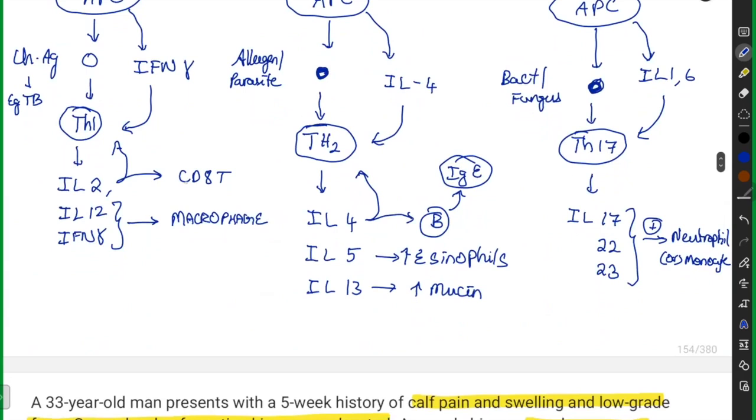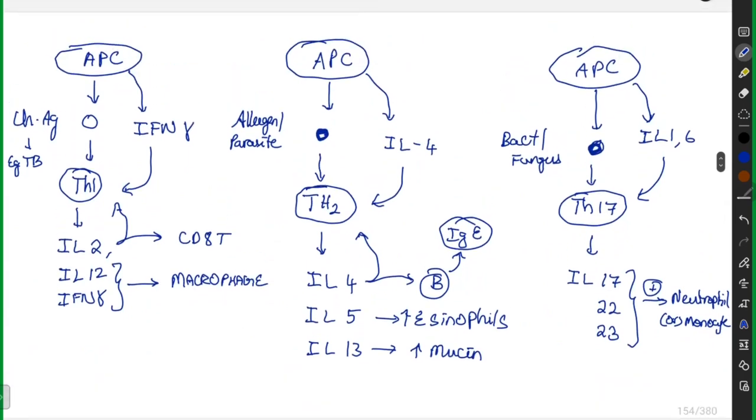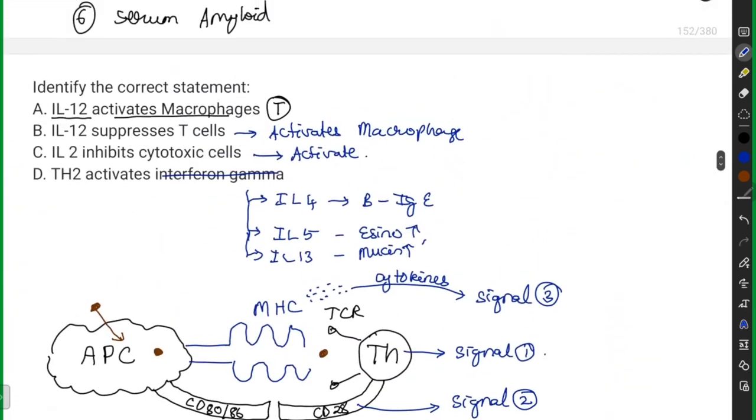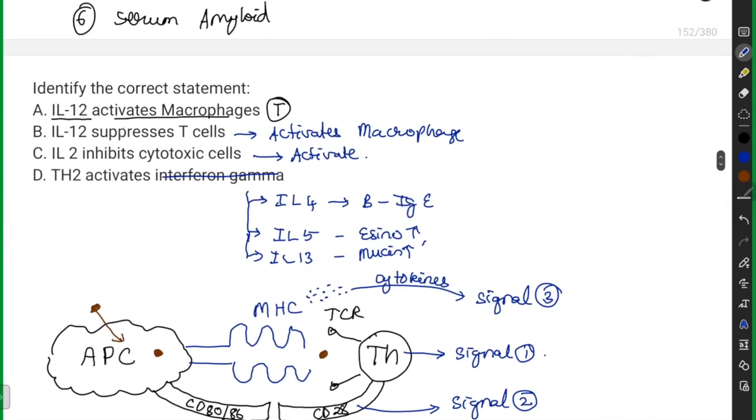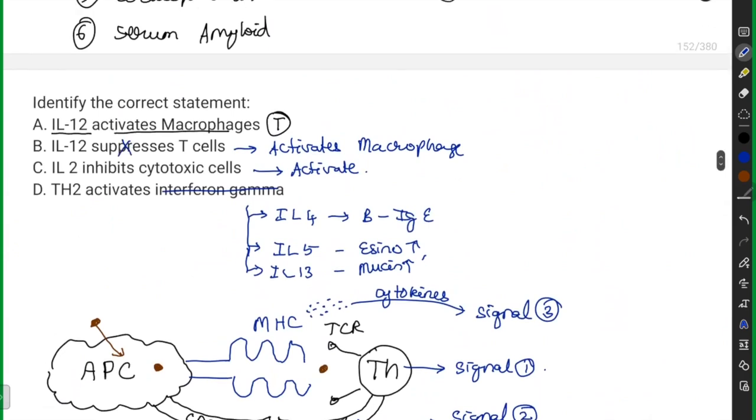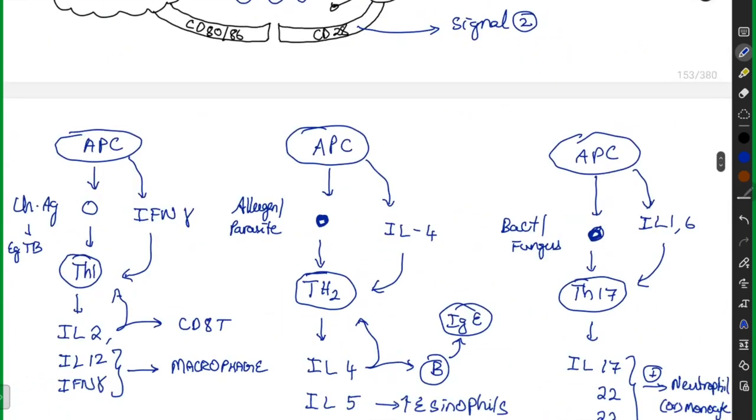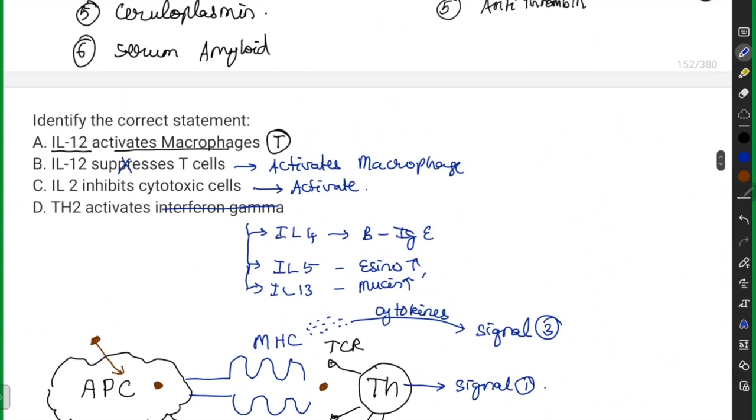No, interleukin 2 is going to increase the CD8 T cells. So it is going to activate your T cells. It does not suppress your T cells. Interleukin 2 inhibits cytotoxic cells. Is it true? No, they will be activating cytotoxic cells.